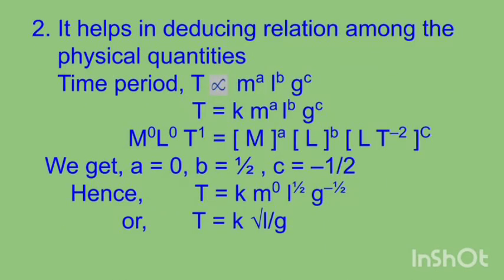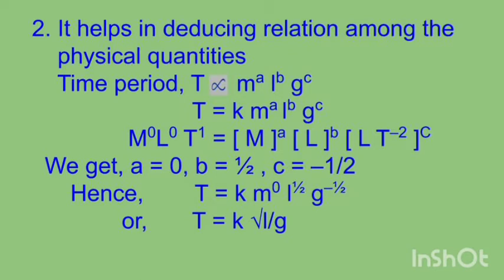Another application is deducing relations among physical quantities. Using the principle of homogeneity of dimensions, the relation among physical quantities can be derived, knowing the factors on which the given physical quantity depends. For example, the time period of a simple pendulum. We can think whether the time period of oscillations of a simple pendulum depends or not on mass m of the bob, length L of the pendulum, and acceleration due to gravity g.